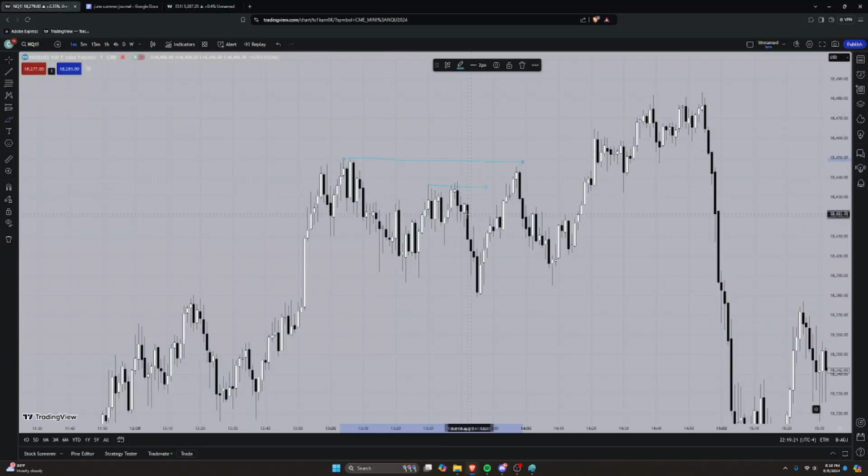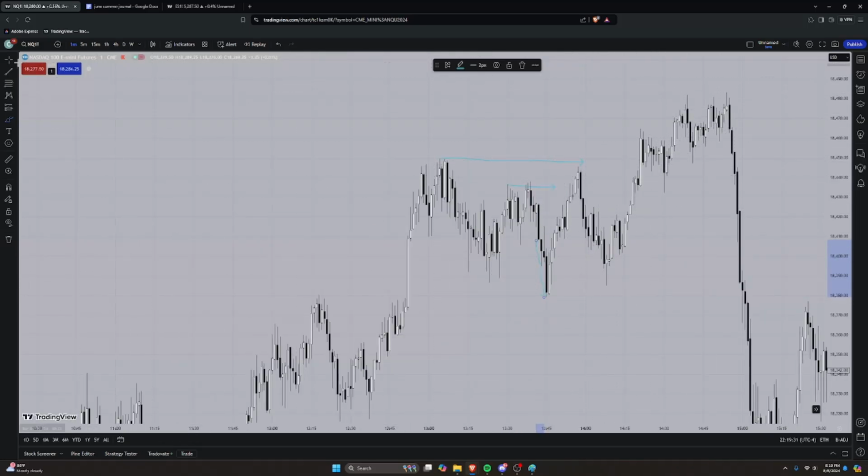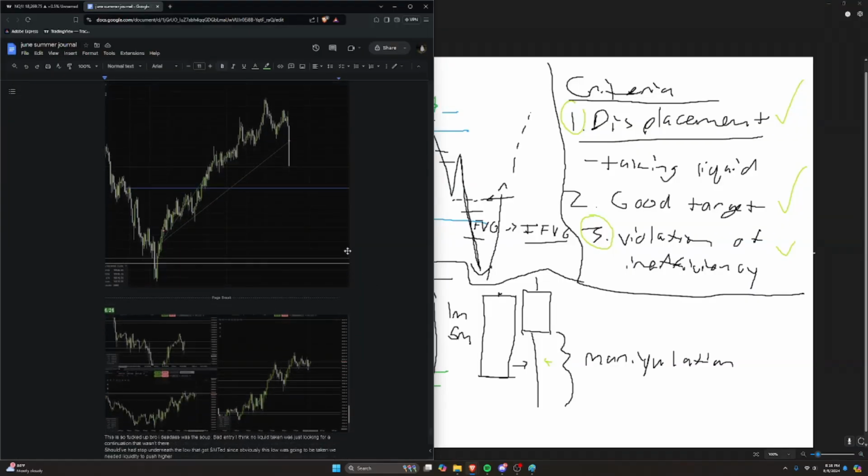Since ES does it for us, and these are correlated assets, and we get displacement anyways through the range, we can take a short once both of these fair value gaps are violated, and we can take it right down to the bottom of this range, and that's a nice little scalp. So that's an example of how SMT factors into manipulation. And yeah, I think that's it.